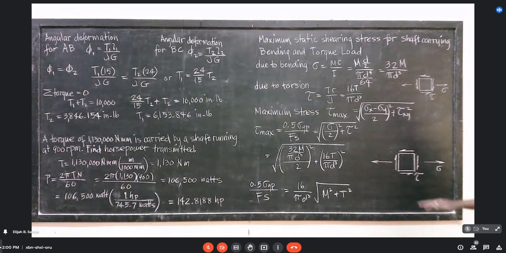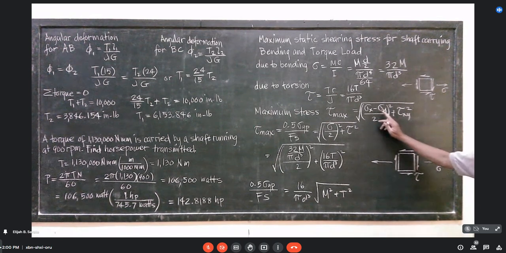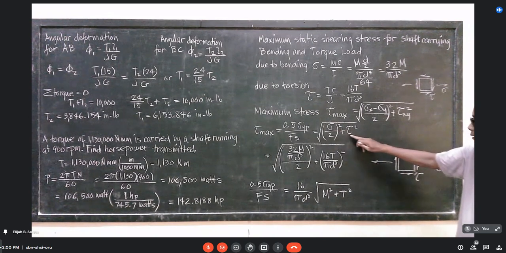So the next question here is, what is the maximum shearing stress? So we go back to the Mohr circle because this is the element. If we go back to the Mohr circle, it is the radius of the circle, di ba? The maximum shearing stress is the radius of the circle, which is the square root of (sigma x minus sigma y over 2) squared plus tau xy squared. In here, isa ra ka sigma, so we only have sigma and then tau.